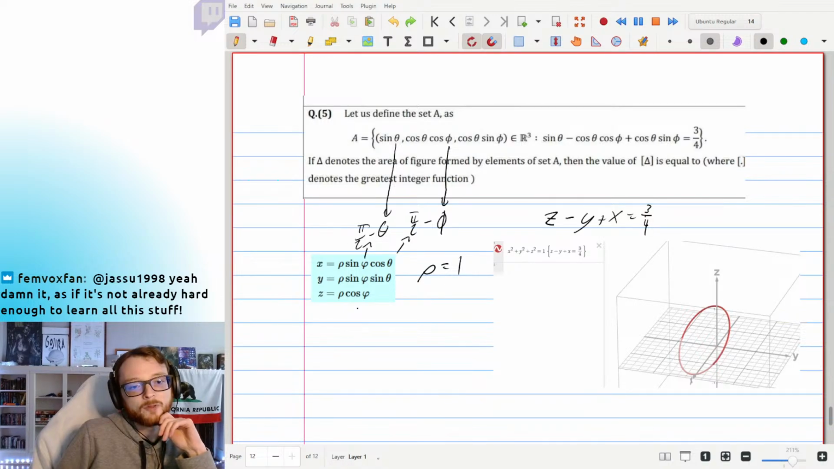If delta denotes the area of the figure formed by elements of set A. Figure formed. I guess so. Maybe the wording, the figure formed by elements of set A, is that ring.